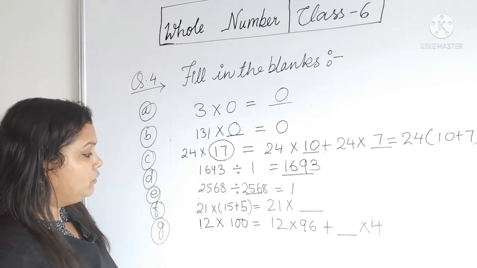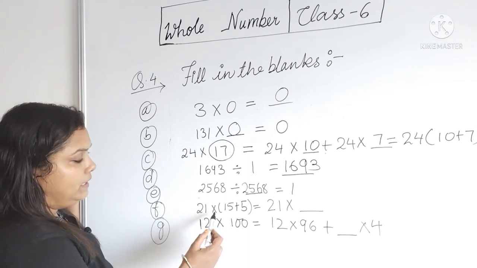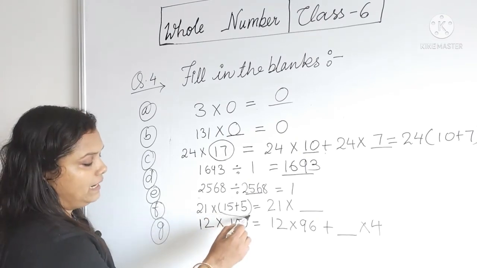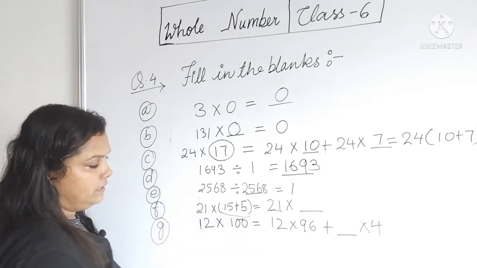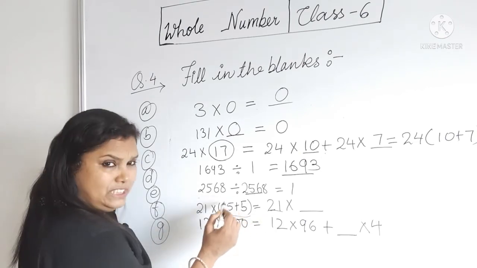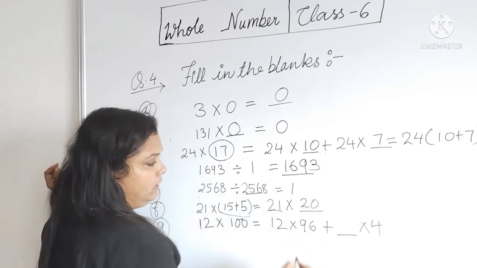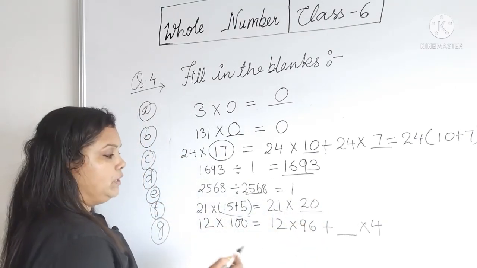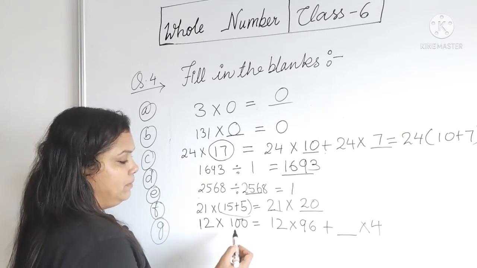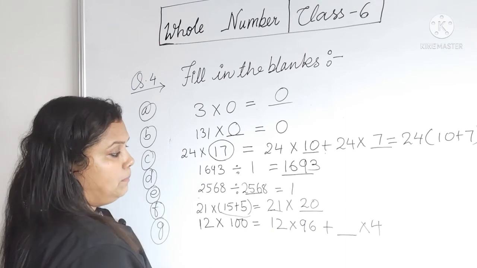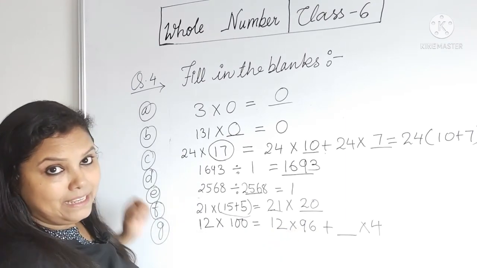Okay. Now moving to the next. So 21 multiplied by 15 plus 5. This is in bracket. So 21 is already written here. What we have to do is just add it and write it here. That means it is 20. Moving to the next: 12 multiplied by 100 equals 12 multiplied by 96 plus what multiplied by 4.